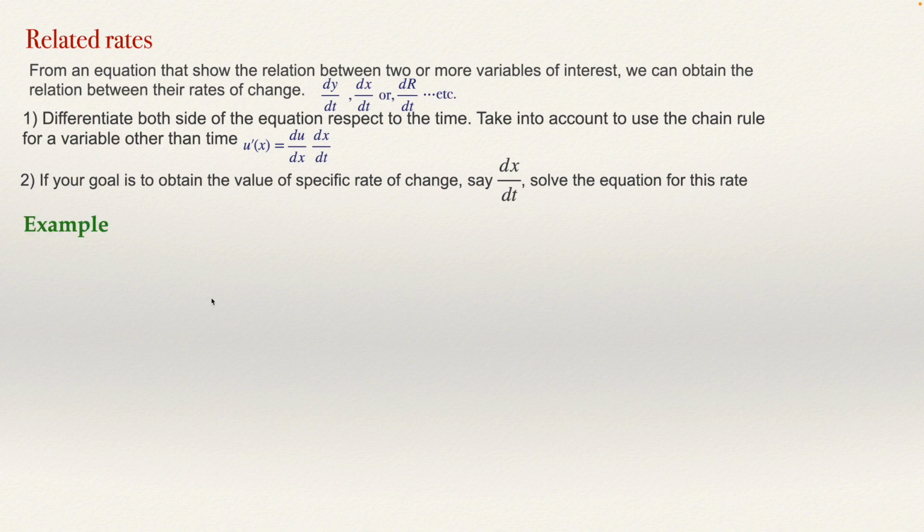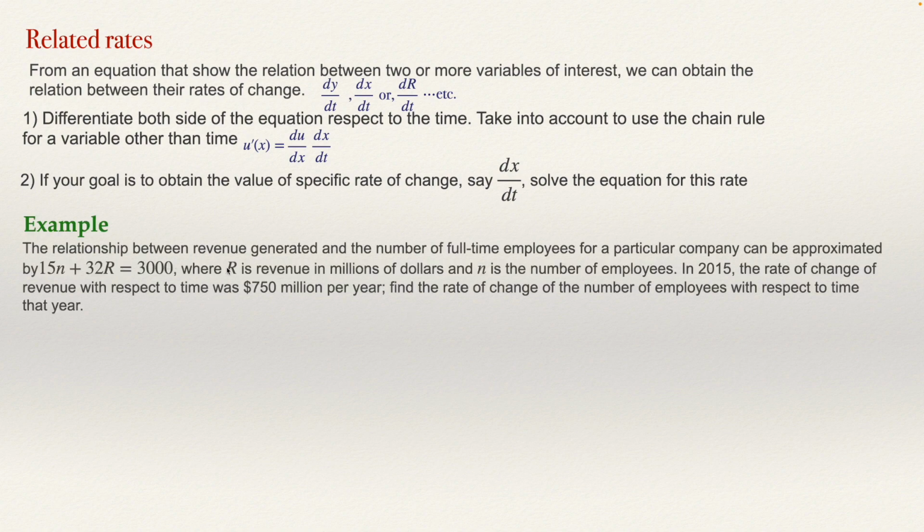Imagine that we have this as a problem. The relation between revenue generated and the number of full-time employees for a particular company can be approximated by this equation: 15M + 32R = 3,000, where R is revenue in millions of dollars and M is the number of employees. In 2015, the rate of change of revenue with respect to the time was 750 million per year. Find the rate of change of the number of employees with respect to time that year.